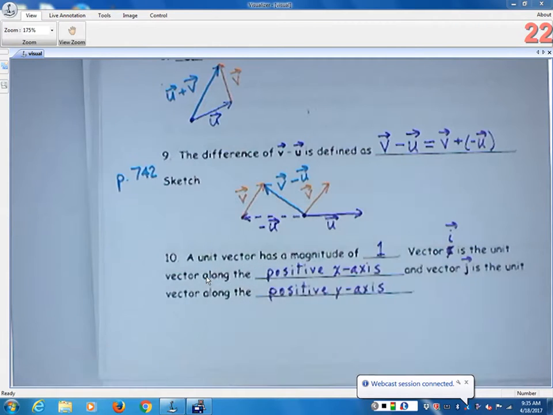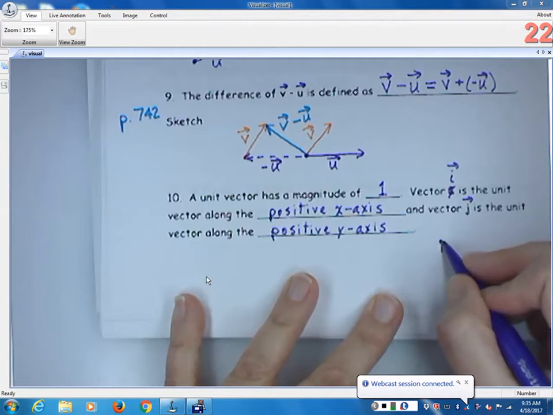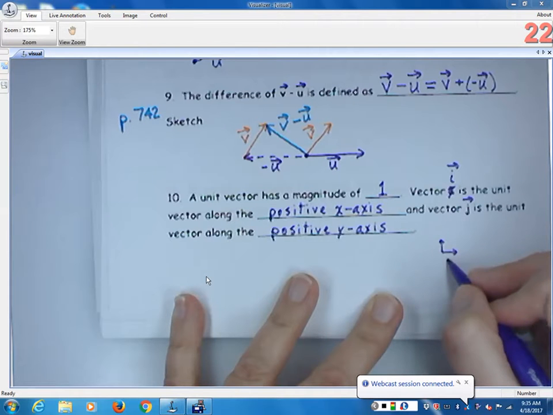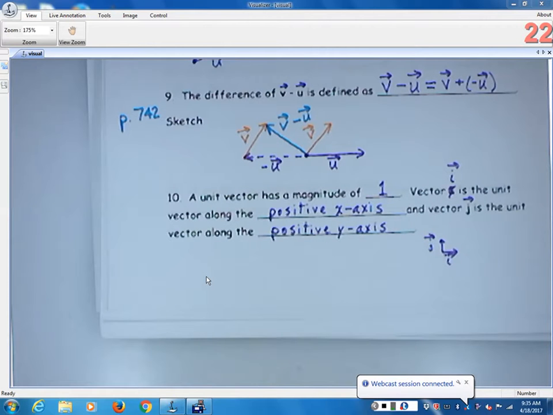So now their definition, a unit vector, it has a magnitude of 1. So we have vectors along, i is a vector along the positive x-axis, j is along the positive y-axis. So if I want, i, j, that's one unit.